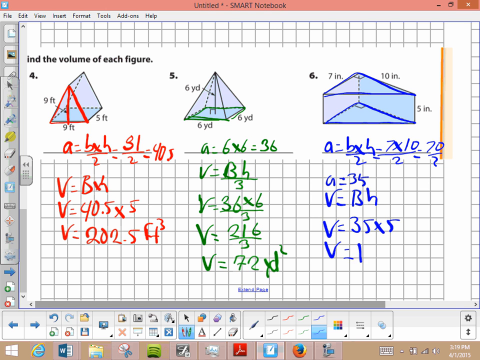So it will be 175 inches cubed. And that's it. That's all there is to it.